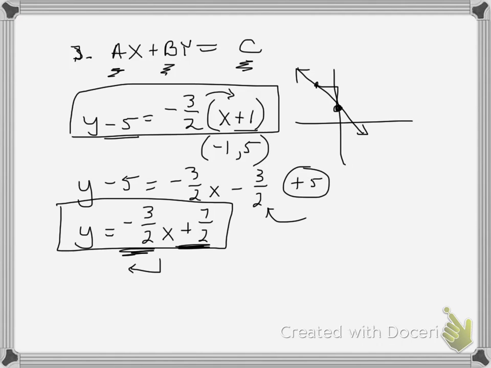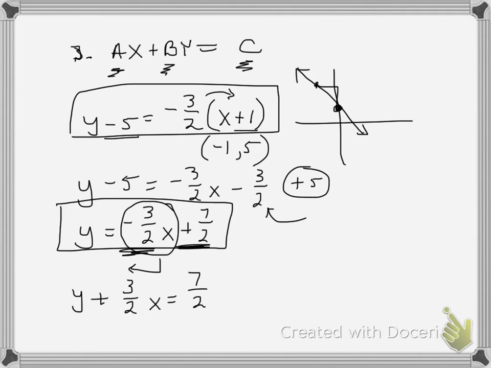So here, to get the x term to the left side, I would add 3 halves, so I would get y plus 3 halves x equals 7 halves. So far, so good. I've got the y on the left side, the x on the left side, and the constant on the right side.